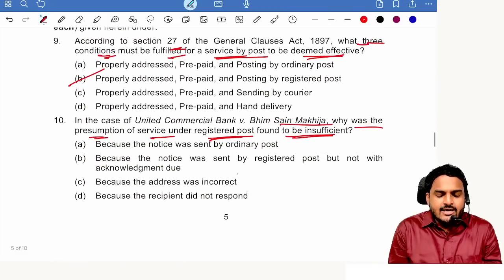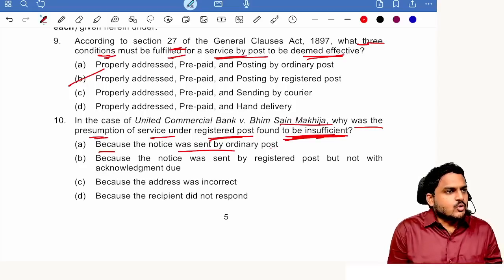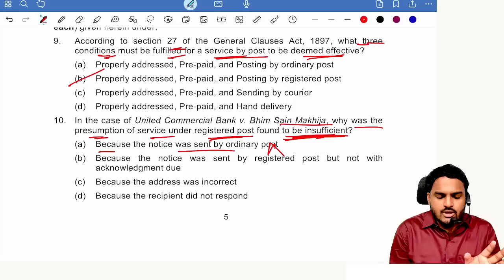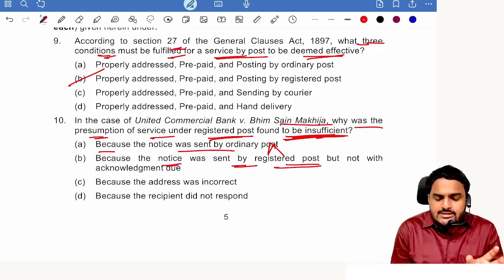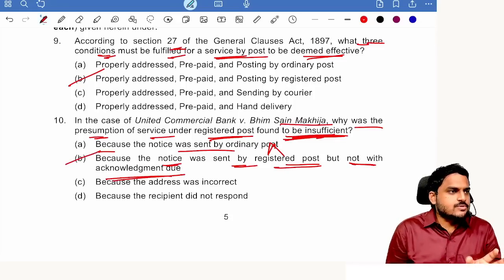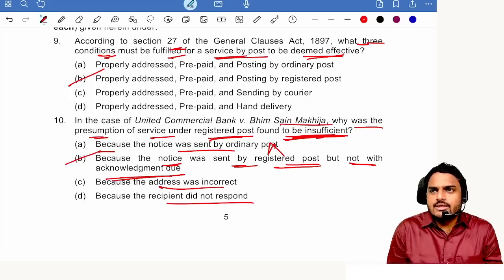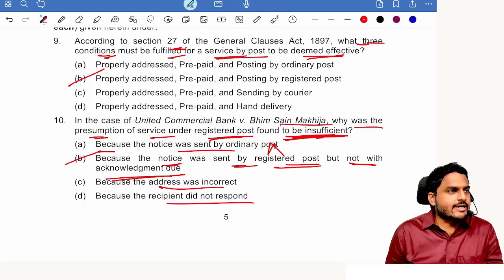Now we'll select accordingly the option. Registered post found to be insufficient. Why? Because notice was sent by ordinary post. In the question it was clearly mentioned registered post, wrong. Notice was sent by registered post but not with acknowledgement due. This is the correct option. Wrong address, recipient did not respond. Those points are not there in the case study. So B is the correct option.